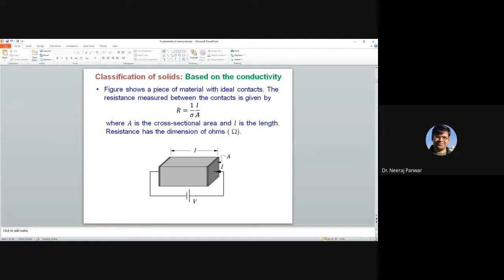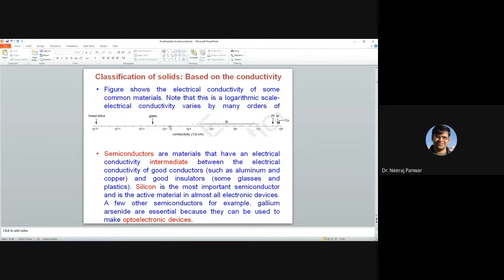So in the four probe method, the contact resistance is eliminated. But if the sample resistance is very high, then four probe is not a good method. The conductivity or resistance of such a material can be measured by two probe only. So this is the scale that defines the conductivity of different solids.